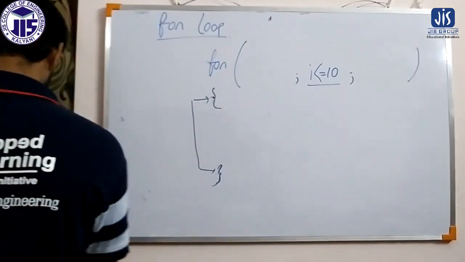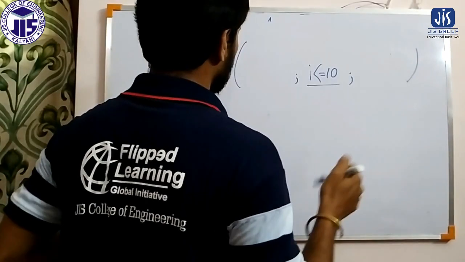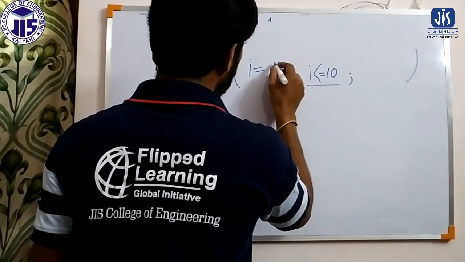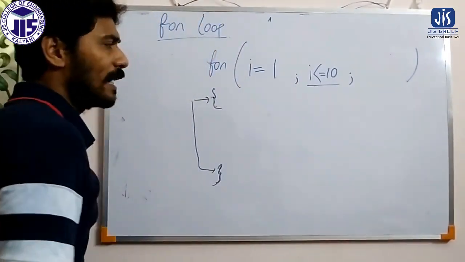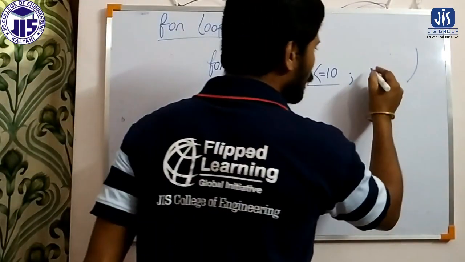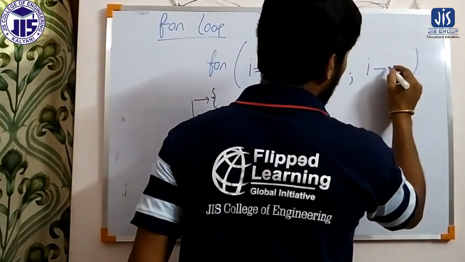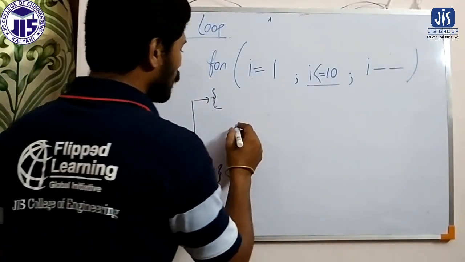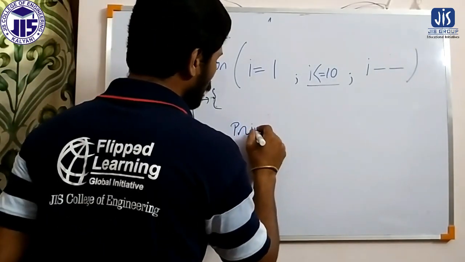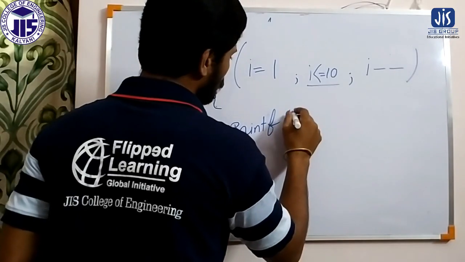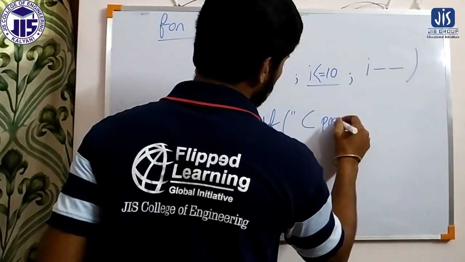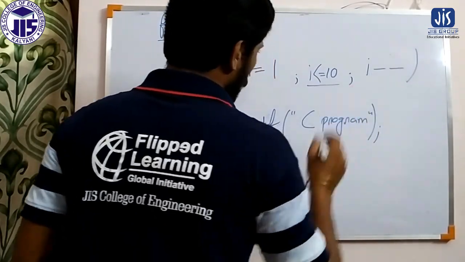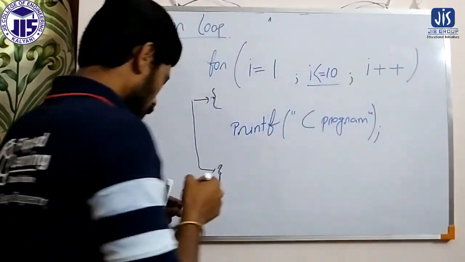If I write the same, let us take the value of I equals 1, and I less than or equal to 10, and here if I perform I minus minus instead of I plus plus. Now here we have a printf statement, for example, "C program". Let us take plus first.